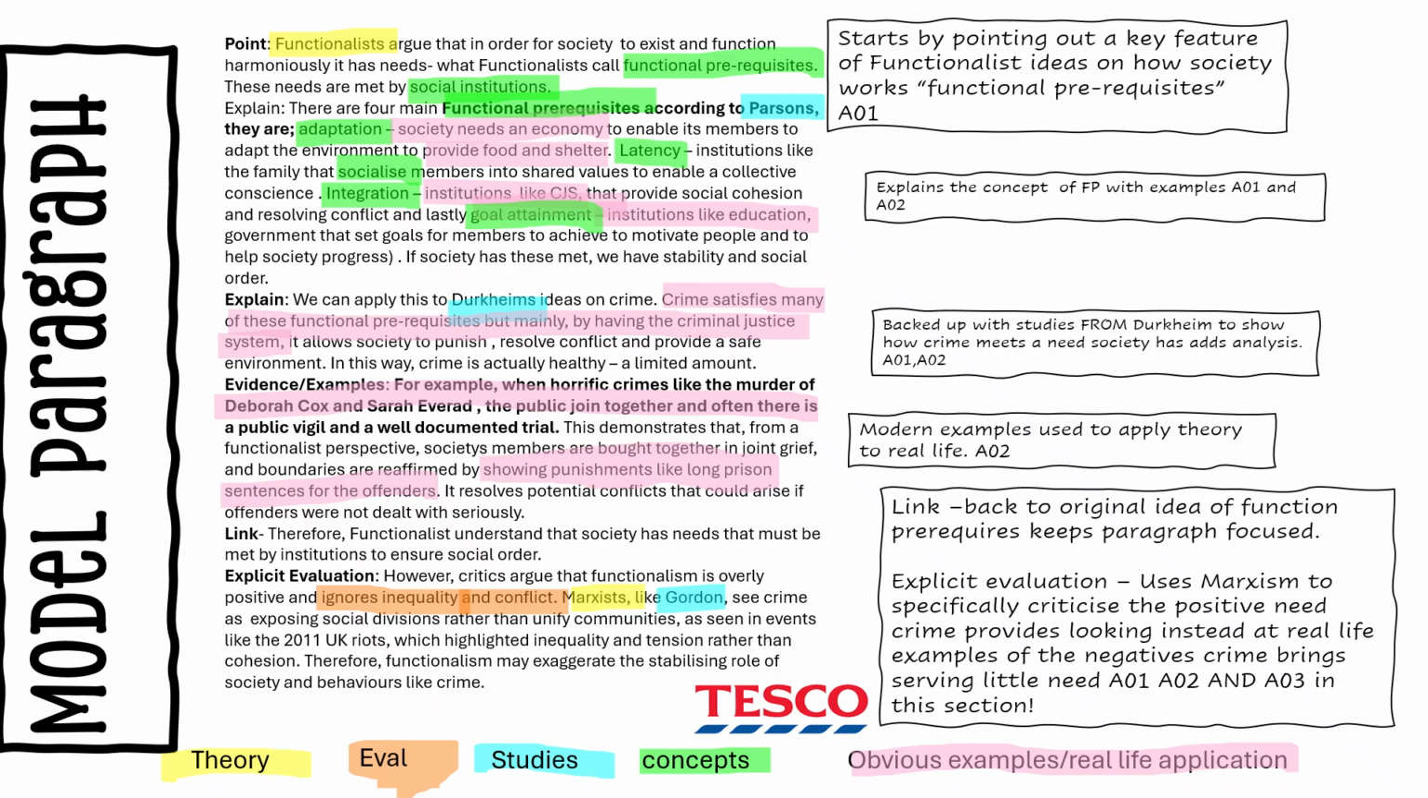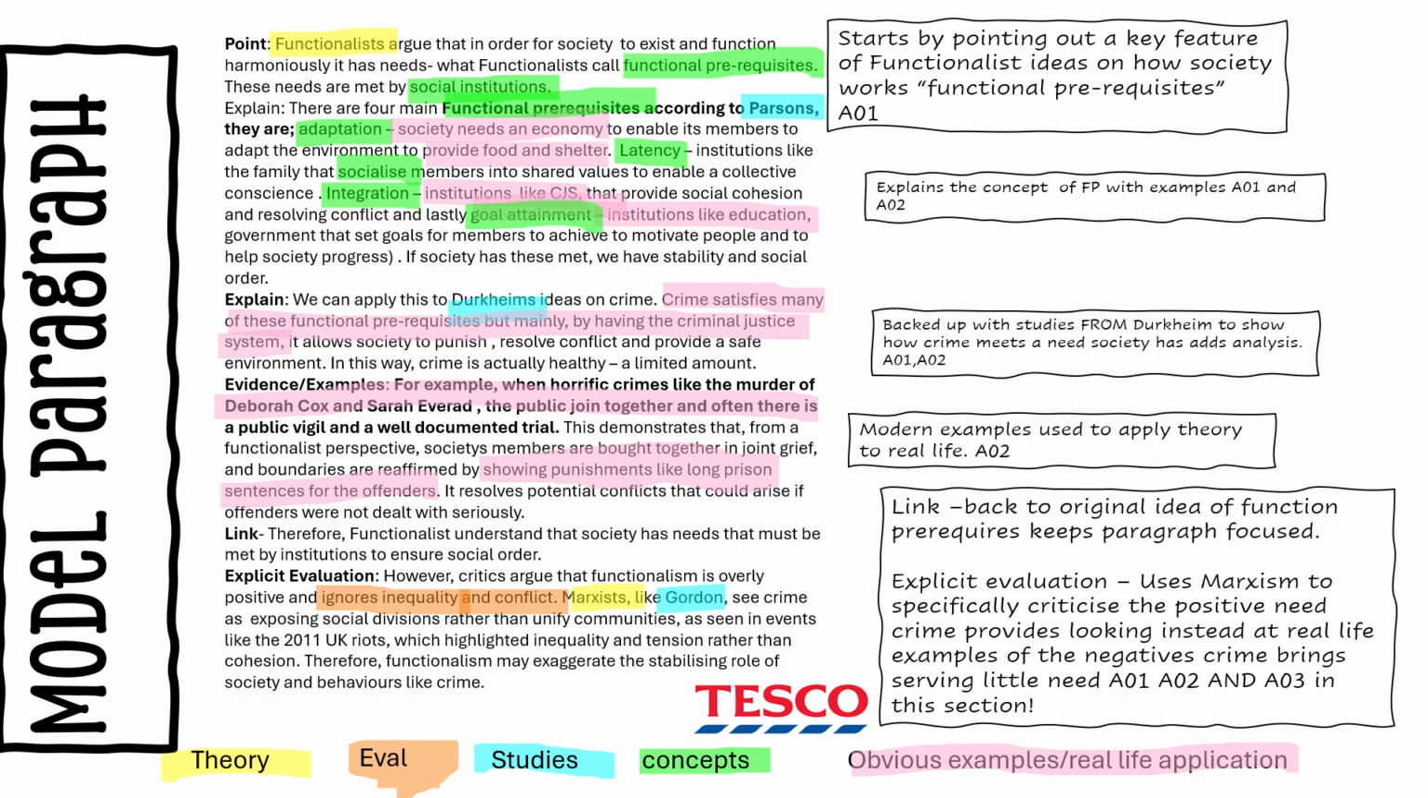Boundaries are reaffirmed by showing punishments like long-term prison sentences for offenders, and it resolves any potential conflicts that could arise if offenders were not dealt with seriously. Therefore, functionalists understand that society has needs that must be met by institutions to ensure social order.